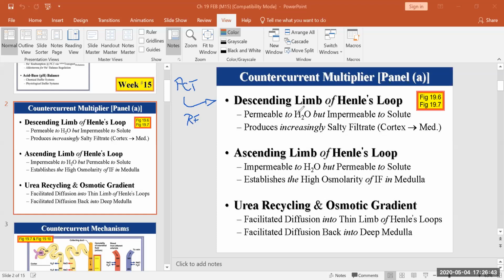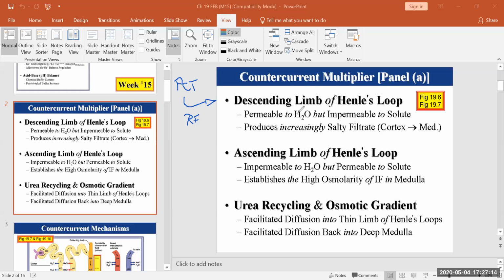However, the solutes, the chemicals like sodium, are not allowed to leave. So sodium chloride, for example, the table salt that is in your renal filtrate, remains in the renal filtrate. Only water is allowed to leave the renal filtrate and goes into the interstitial space, right? This is the space outside of your loop of Henle.